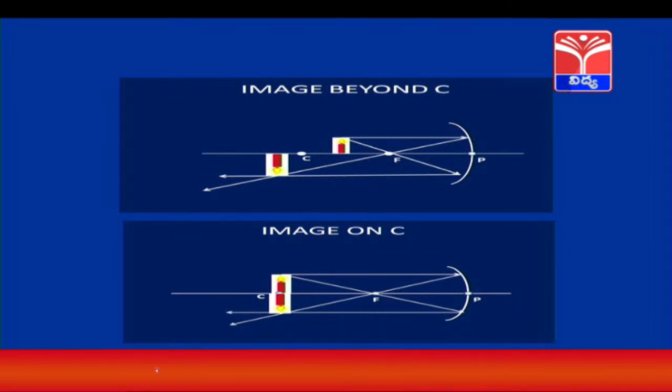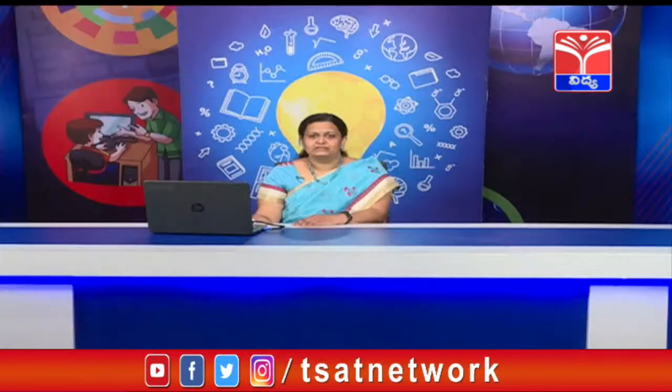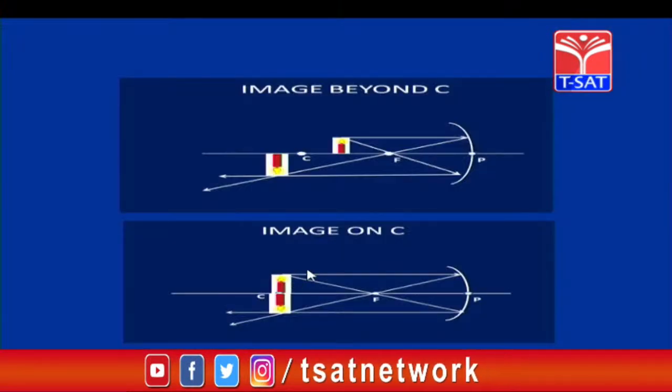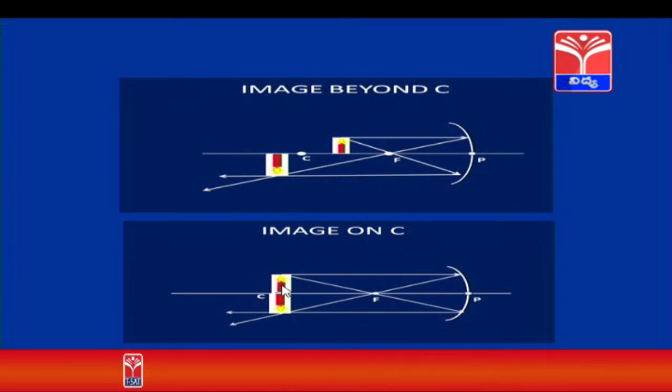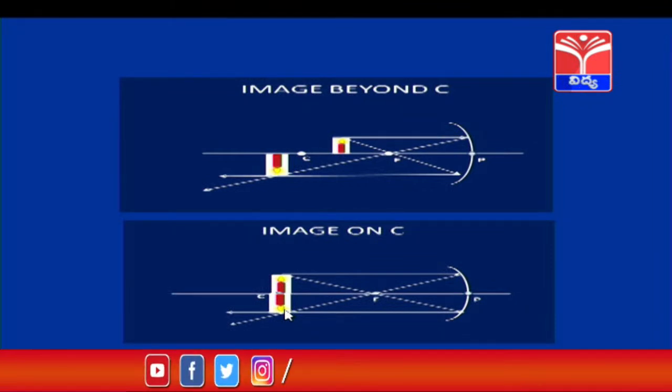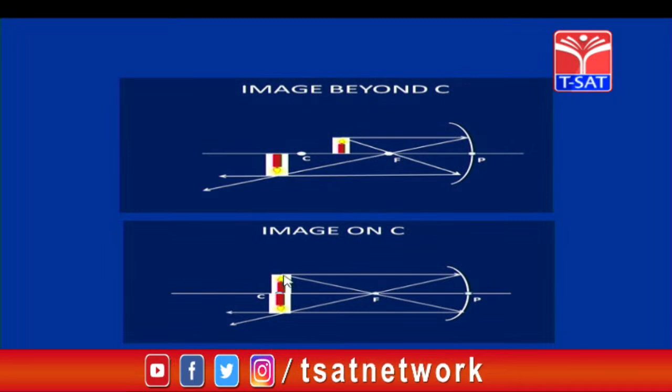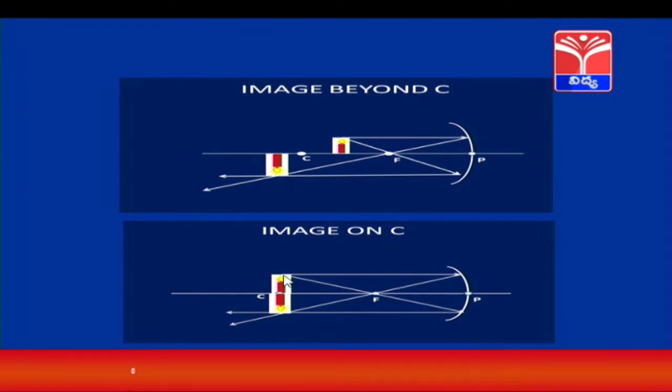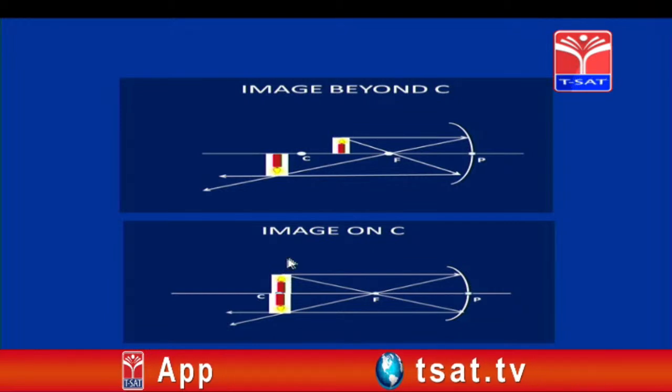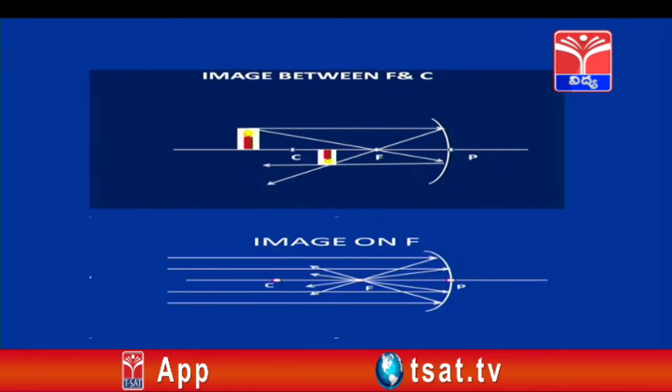How can we say it is a real image? If you remember, children, we caught this image on the screen. Similarly, if the object was on C, the image also formed on C, that is the same position. Here, the image and the object are of the same size and the image is again real and inverted. What are you noticing, children? Yes, as the object is moving away and away from the mirror, the image is getting closer and closer. At the same time, the size of the image also decreases.